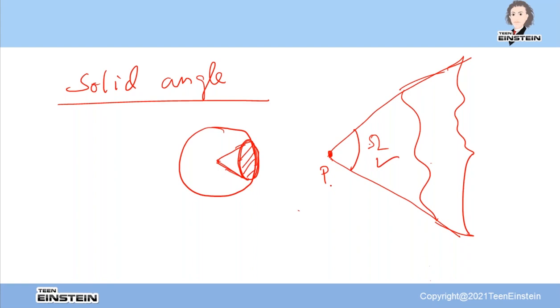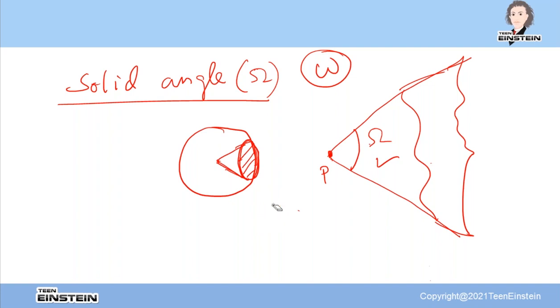So this angle is called solid angle, and it is denoted by this symbol. In the case of resistance you have used this symbol, but this is not ohm. This is called omega. There are omegas like this also. Here you have this one. This is a Greek symbol. So this omega is denoted for solid angle.